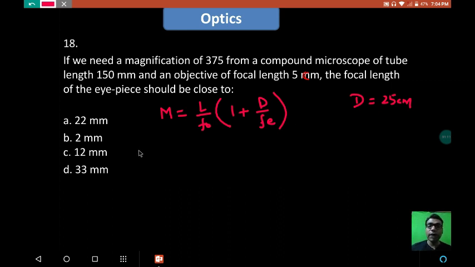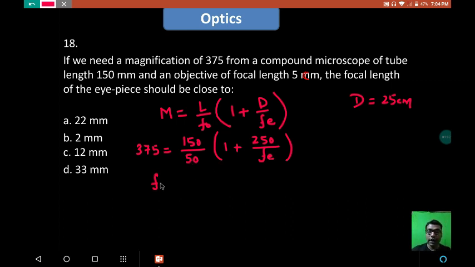Now the only thing we have to do is plug in the values. The magnification is 375, length of the tube is 150 mm, focal length is 5 centimeter, that is equal to 50 millimeters. 1 plus 25 centimeter means it is 250 millimeters, and obviously we have to find the Fe. So by simplifying this, we calculate Fe as 2 mm approximately. So here we get option B as the correct one.